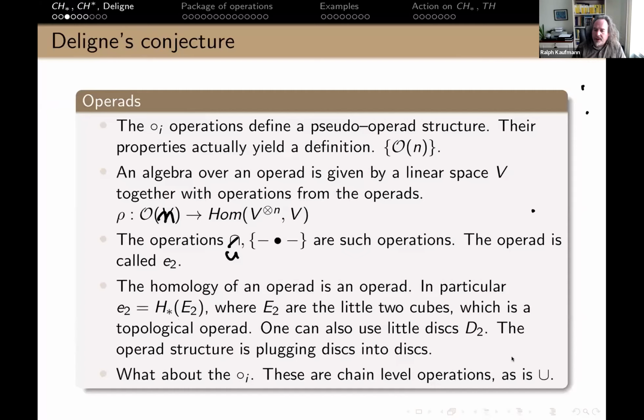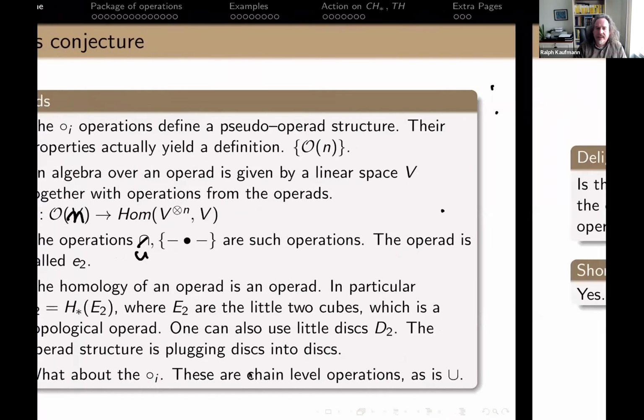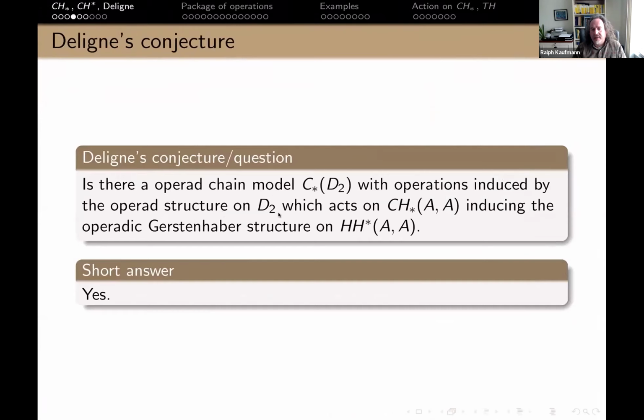The cup product actually exists on the chain level and on the homology level, and these circle actions just live on the chain level. So you can ask, is there a chain level version which acts on the chain? This is Deligne's conjecture question, which he wrote in a letter to several people, among them Jim Stasheff.